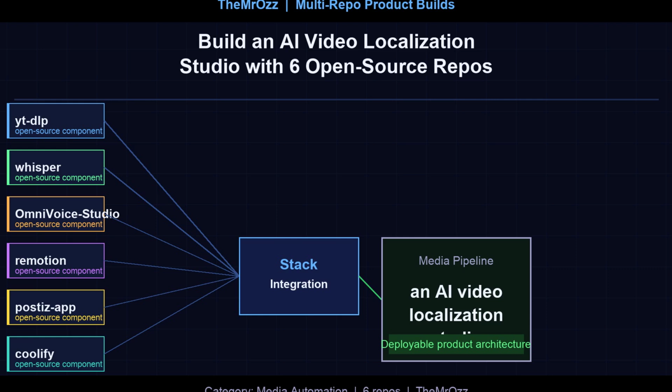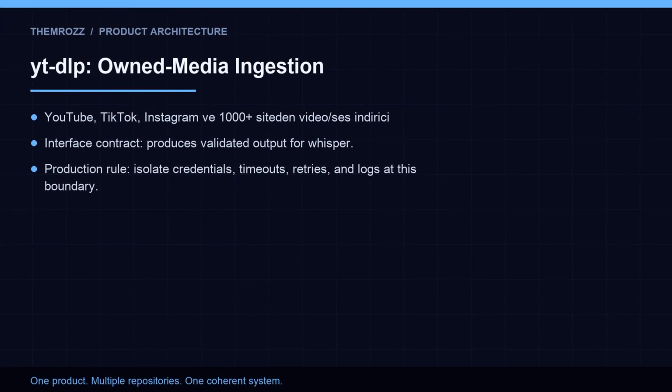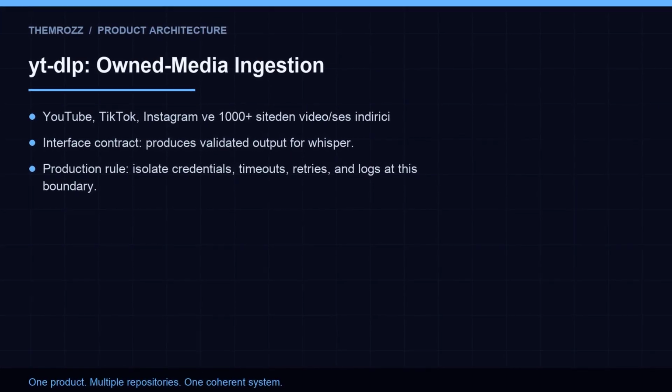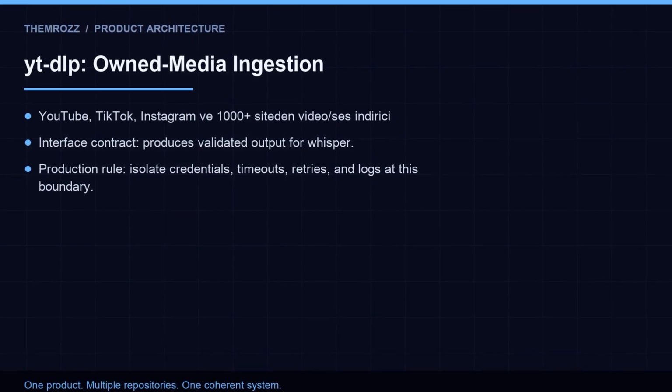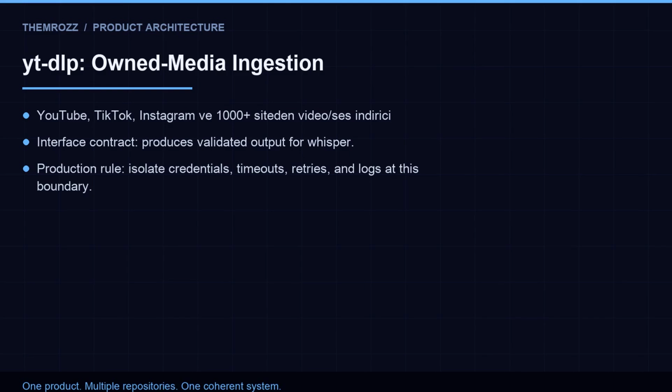Finally, Coolify ensures the entire pipeline runs smoothly on your infrastructure. This self-hosted deployment engine manages containers, databases, and scaling, no vendor lock-in. Whether you're running on a Raspberry Pi or a bare metal server, Coolify keeps costs predictable as your localization needs grow. This is the end-to-end stack: ingestion, transcription, voice synthesis, video generation, scheduling, and deployment, all open source, all under your control. Let's break down how each piece fits into the architecture.